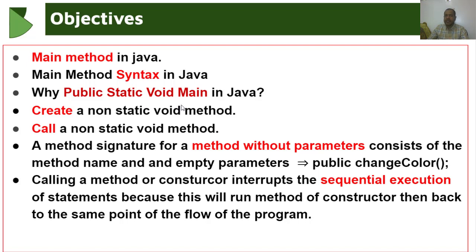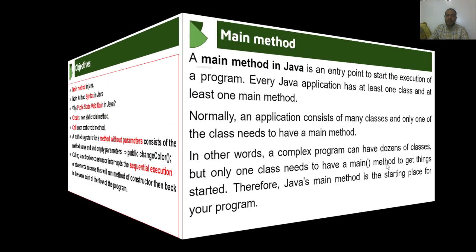We understand the public static void main in Java, and we will know how to create a non-static void method, and how to call it, whether we use a void method without parameters or with parameters. Just to understand how it works, we have sequential execution, which means we have steps to run in a program. Whenever we call a method, we go and run the method, finish it, and go back to continue the same steps.